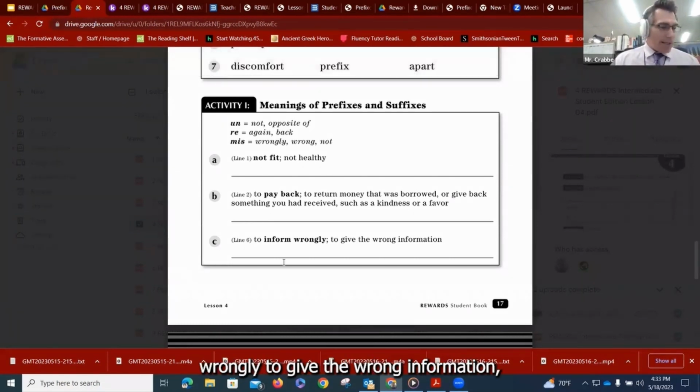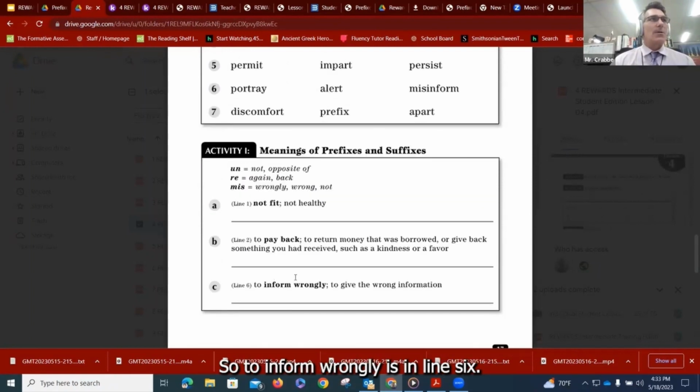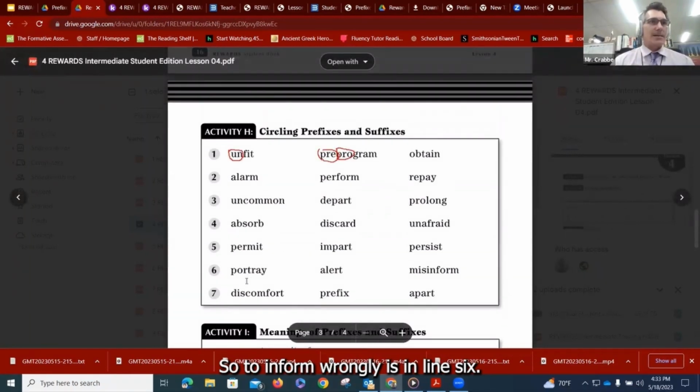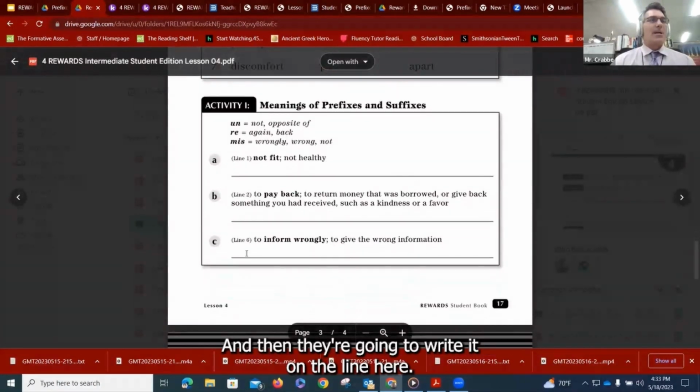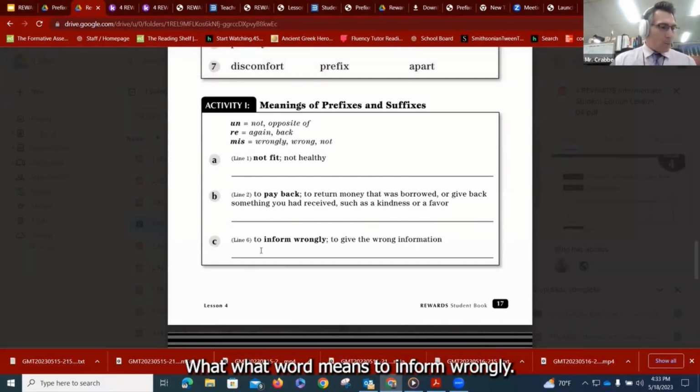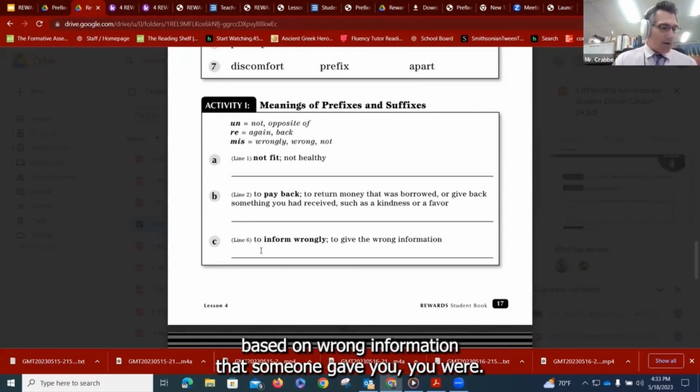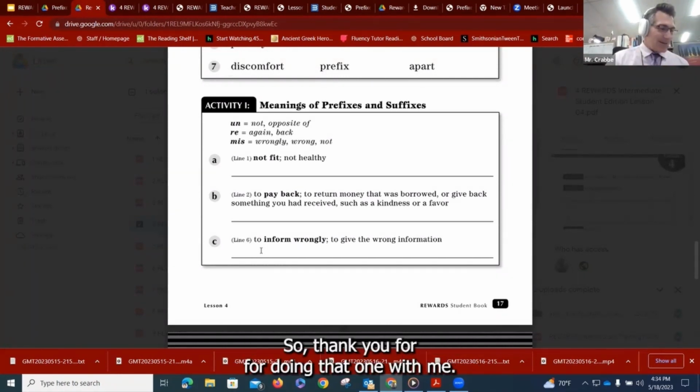To inform wrongly, to give the wrong information, find the word and write it. So remember, it's going to be in line 6. So to inform wrongly is in line 6. So they're going to look at their paper, find the answer, and then they're going to write it on the line here. What word means to inform wrongly? Misinform. Thank you. So if you went to the wrong address based on wrong information that someone gave you, you were misinformed. So thank you for doing that one with me.